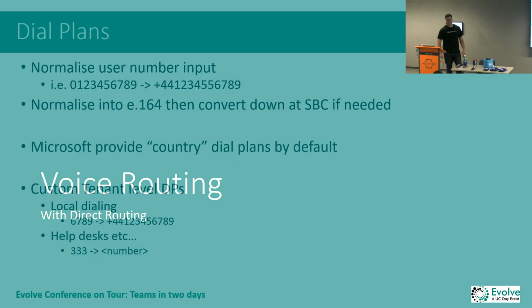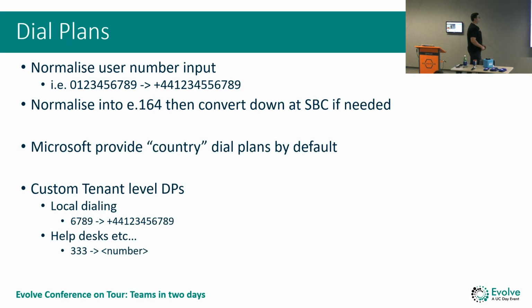Voice routing with direct routing. Dial plans. You'll be familiar with dial plans from the Skype for Business days. Dial plan is what is responsible for taking the number that a person types into the dial pad or clicks on a tel URI, and it normalizes it. So generally, you want to normalize it into E164. So E164 is the international standard for dialing, so plus country code number.